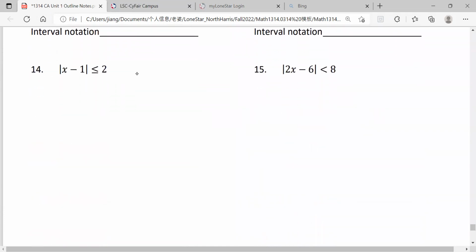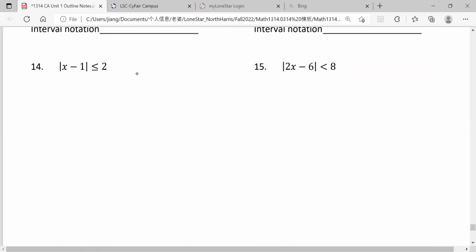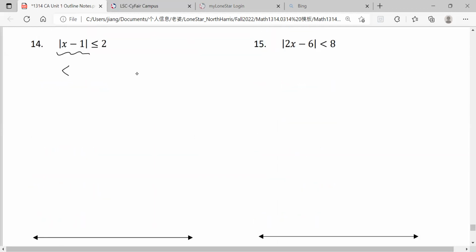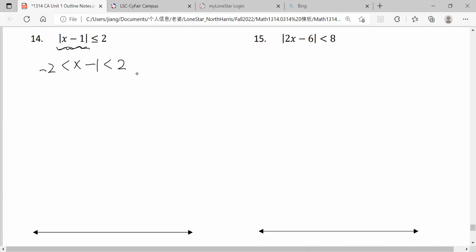Next part, this one is not hard to solve. If I have the absolute value of x minus 1 less than or equal to 2, this one says the distance from x minus 1 to 0 is less than or equal to 2. So x minus 1 is between -2 and +2. So we solve for x. We add 1 on all three sides.